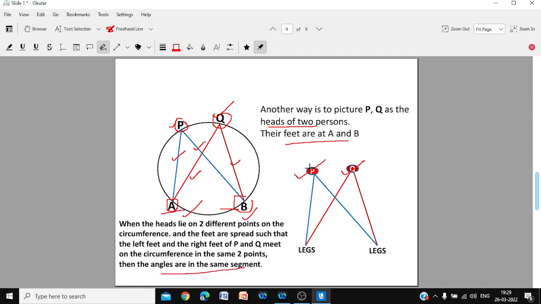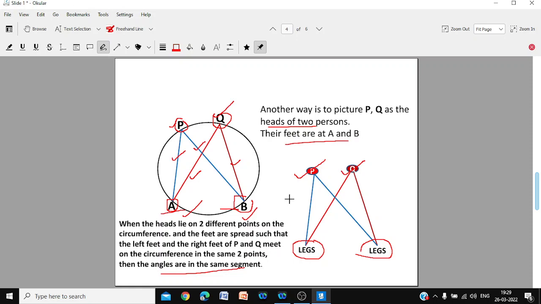So the legs of P, the two green legs, and the legs of Q, the two red legs, they are meeting at the same points. The left leg and the right leg meeting at the same point, and all the points, the head and the legs, should of course be on the circumference.